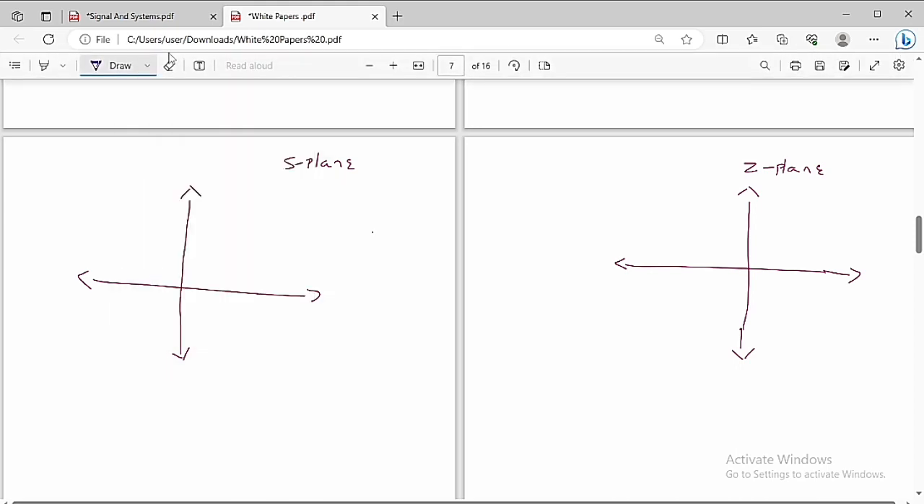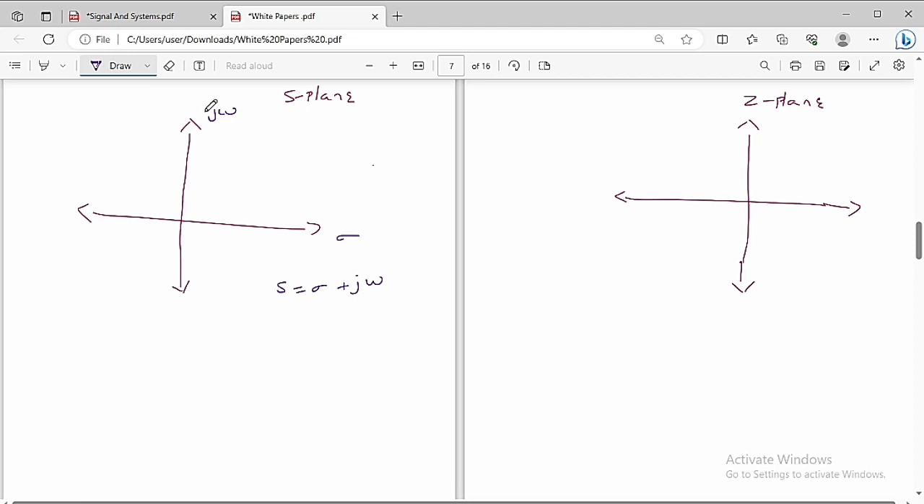Now this is sigma and this is j omega, so S is sigma plus j omega. You know Z is equal to e to the power of S. So, simplifying, e to the power of sigma into e to the power of j omega. e to the power of sigma I am going to assume as R. So what is the magnitude of Z? The magnitude of Z is equal to R, where R is e to the power of sigma.